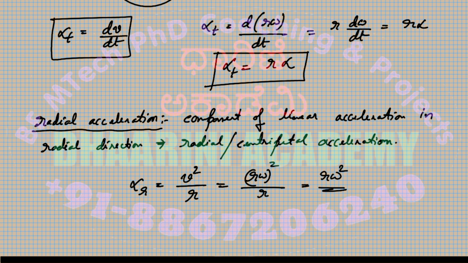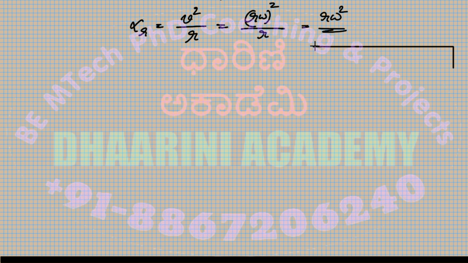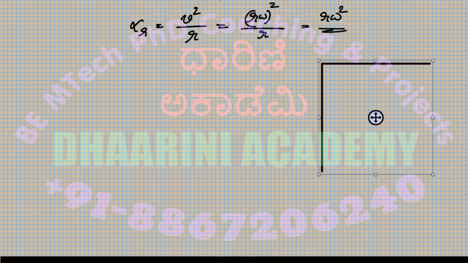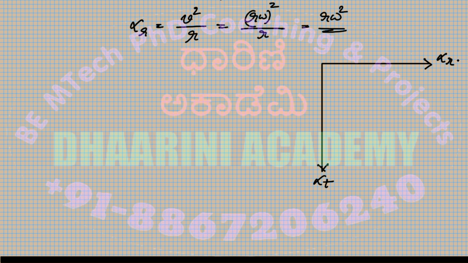Okay. Now let's look at another very important relationship. Let's try to write the xy coordinates first. All right. Let me say this is the tangential component, that is alpha t. So the radial component will be perpendicular. So this is alpha r, radial. No issues. Alpha t is this, alpha r is this.